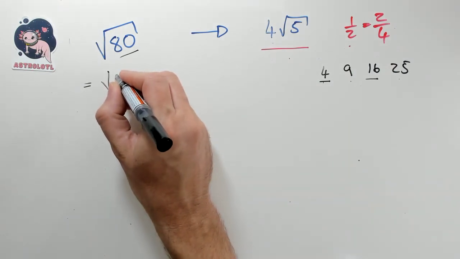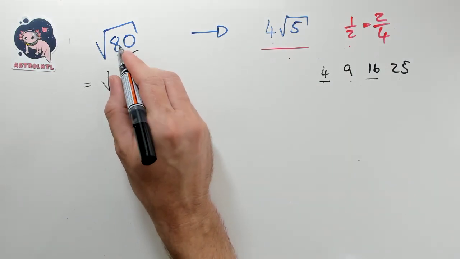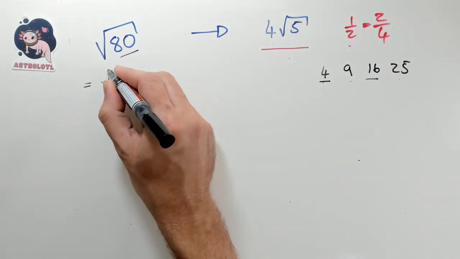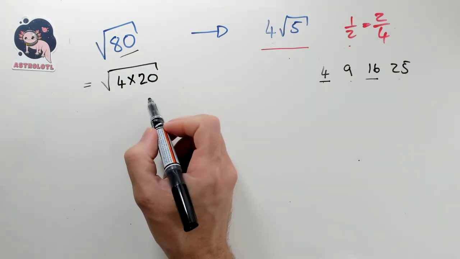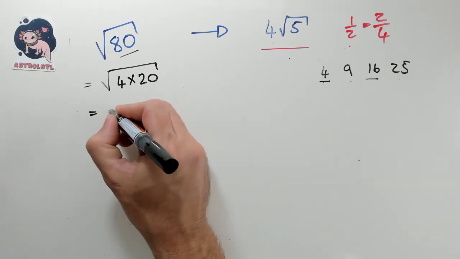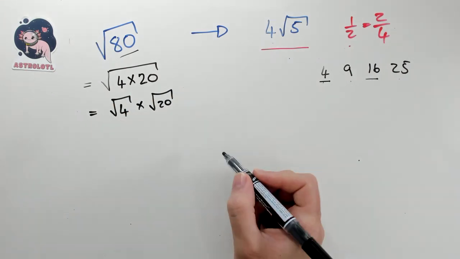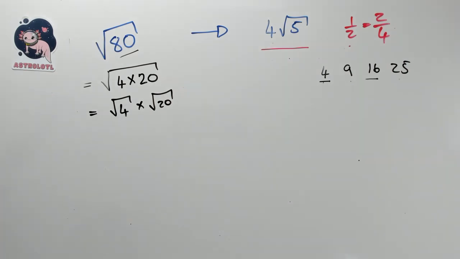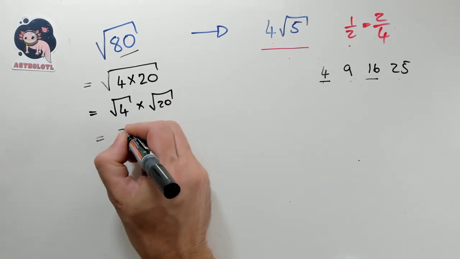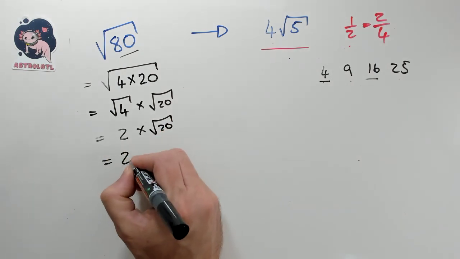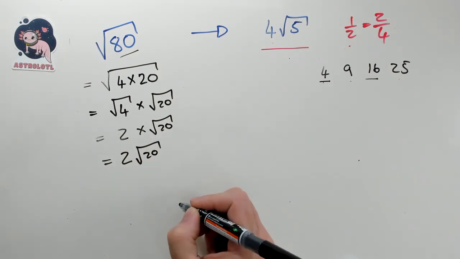Okay, so 80, I'm going to rewrite this as, I know 4 can go in there, so I'm going to write 4 times 20, because that is the same as 80. I'm going to split that up into 4 times 20, and I know what the square root of 4 is. That's 2. So I'm going to write 2 times the square root of 20.